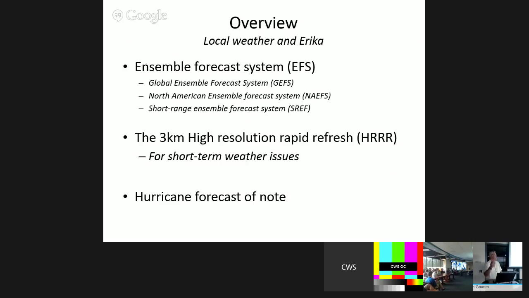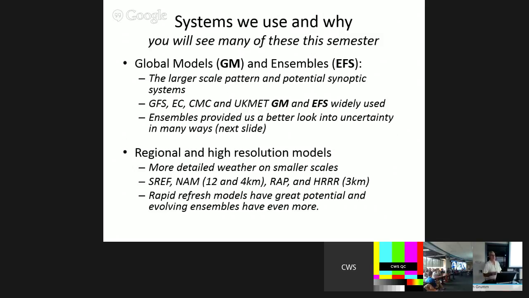When you're forecasting beyond about 2 or 3 days, and you're going to use a global model, you probably should be using an ensemble. And then we'll talk a little about the 3-kilometer High-Resolution Rapid Refresh model, the HRRR. It's good for short-term weather issues, and hopefully, if anybody here is a freshman or a sophomore, by the time you graduate we'll have some kind of high-resolution ensemble forecast system to help us deal with the uncertainties of weather forecasting. And then there's this hurricane note we might get around to talking about.